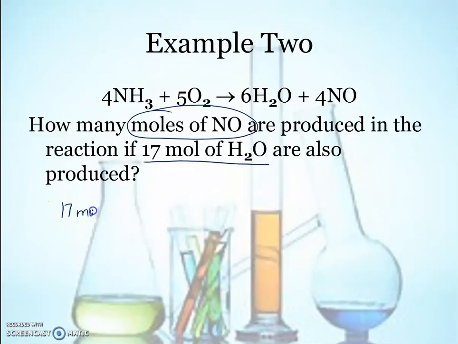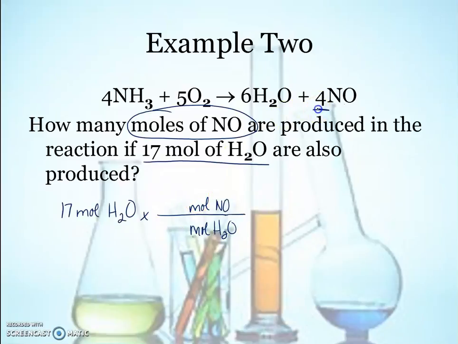Okay, so 17 moles of water. We've got to get from moles of water to moles of nitrogen monoxide. We want moles of water to cancel. So remember, whatever unit goes here, we pull it straight down to cancel it. We want to find moles of nitrogen monoxide. Can I do a direct conversion from one to the other? Yes, I use my mole ratio.